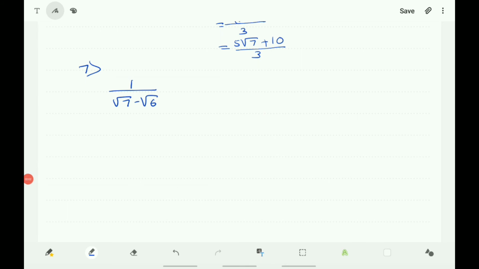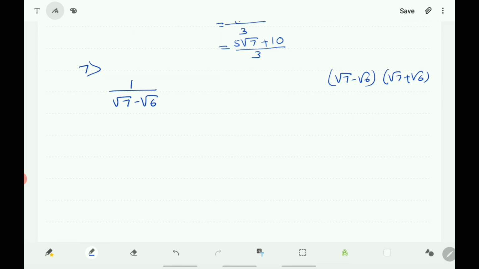Here we have to rationalize 1 by root 7 minus root 6, and this is in the form of root a minus root b. Root 7 minus root 6 is in the form of root a minus root b, and its rationalizing factor must be in the form root a plus root b. So root 7 minus root 6 is to be multiplied by root 7 plus root 6 to have the rational.